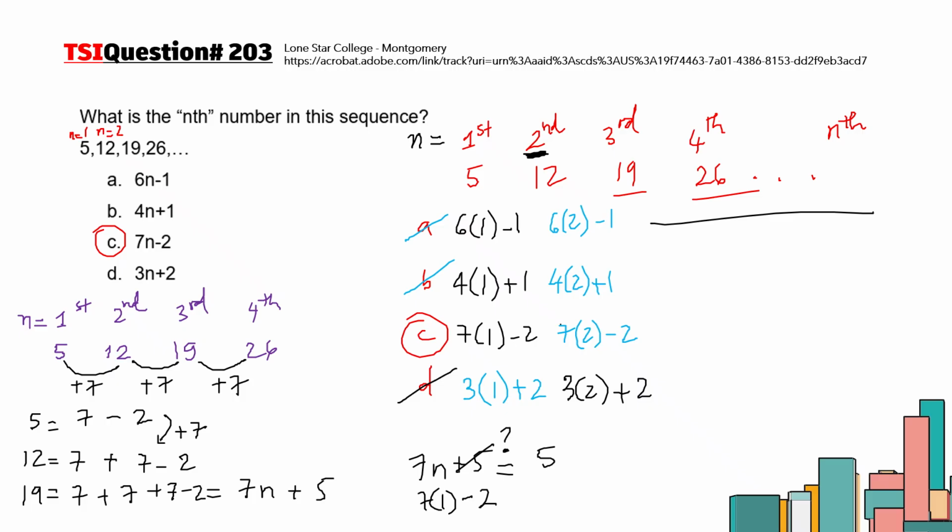So when n is 1, I have 7 times 1 minus 2. Then I have 2 factors of 7, so that is 7 times 2 minus 2. Then right here I have 3 factors of 7, so I have 7 times 3 minus 2, because my plus 5 is 7 minus 2.